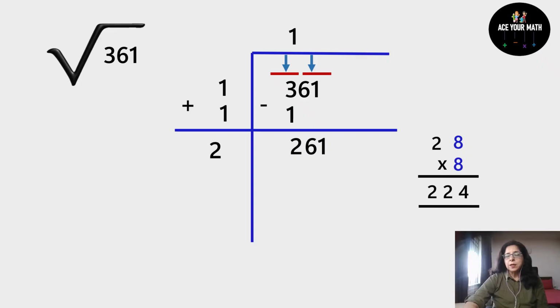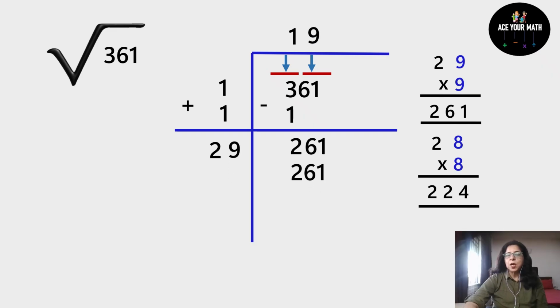Let's say you tried 8. So when you multiply 28 by 8, you get 224. So 224 is smaller than 261. It means you can try one number higher. So when you tried 9, the new number formed is 29 times 9. That will give you 261. And we were looking for 261 only. It means you will write 9 in your answer at the top, 9 beside 1. So 29 nines are 261.